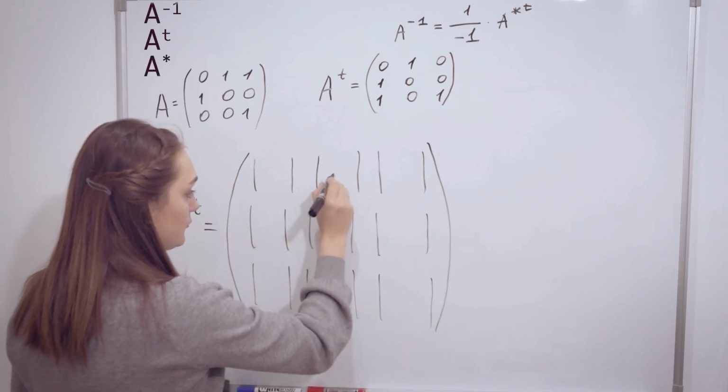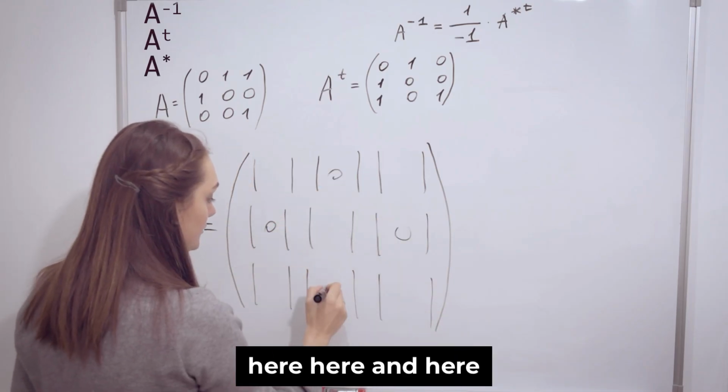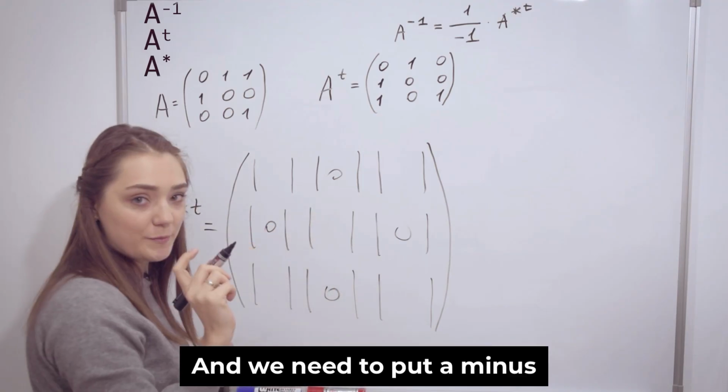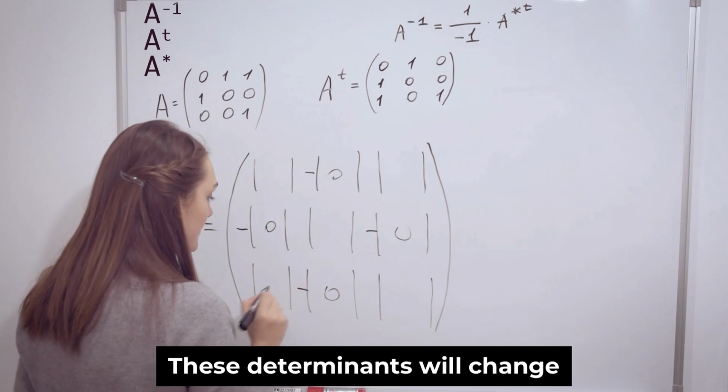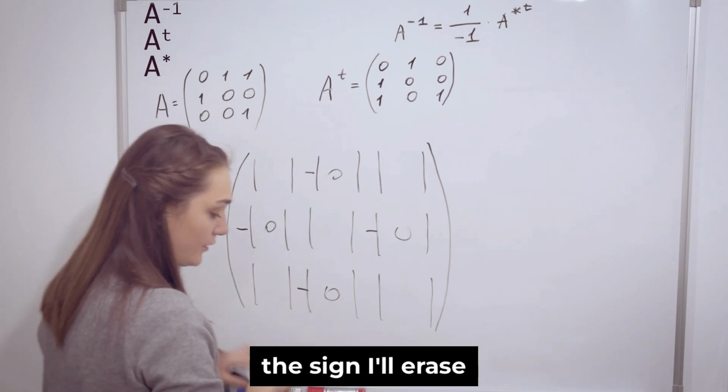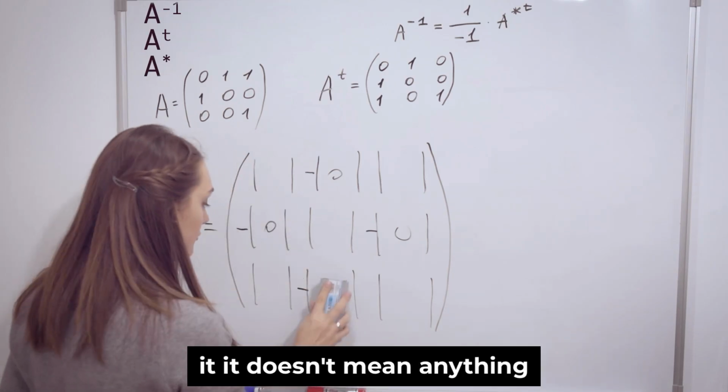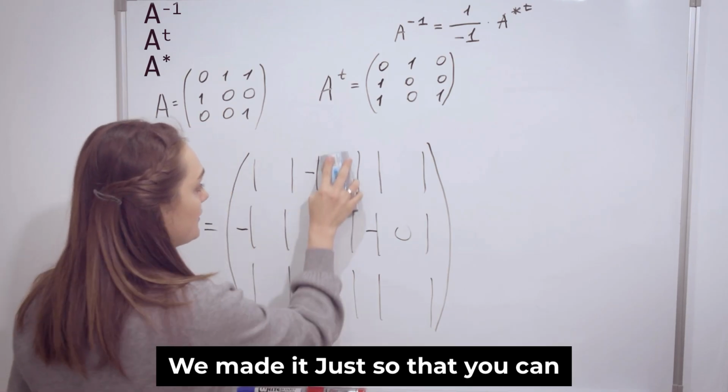Let's draw a rhombus. That's it. Here, here, here, and here. And we need to put a minus. These determinants will change the sign. I'll erase it. It doesn't mean anything. We made it just so that you can see this rhombus.